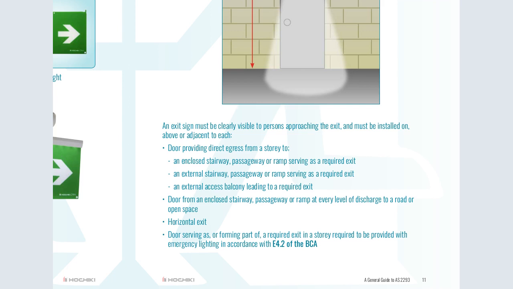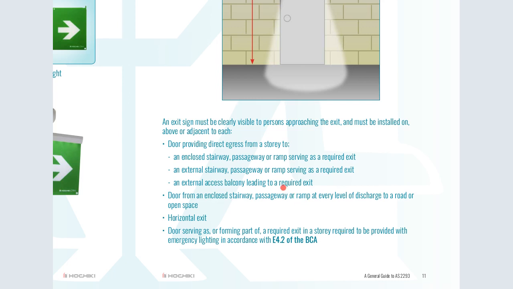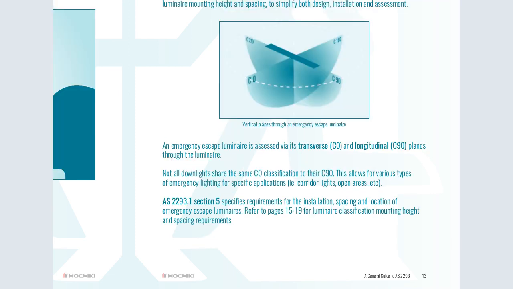serving as a required exit, and then the external access balcony leading to the required exit. So the door from an outside, an enclosed stairway, passageway, or a ramp that at every level of discharge or a road or open escape. Then we have the horizontal exit, and then the door serving a service. Those are some of the requirements when we are designing that.